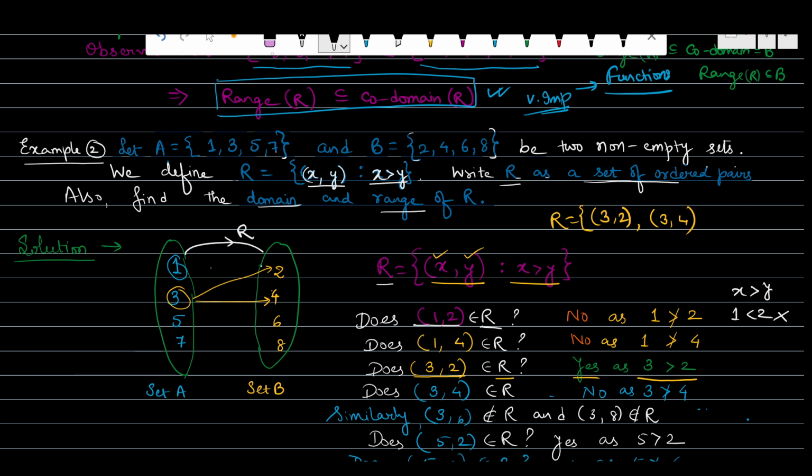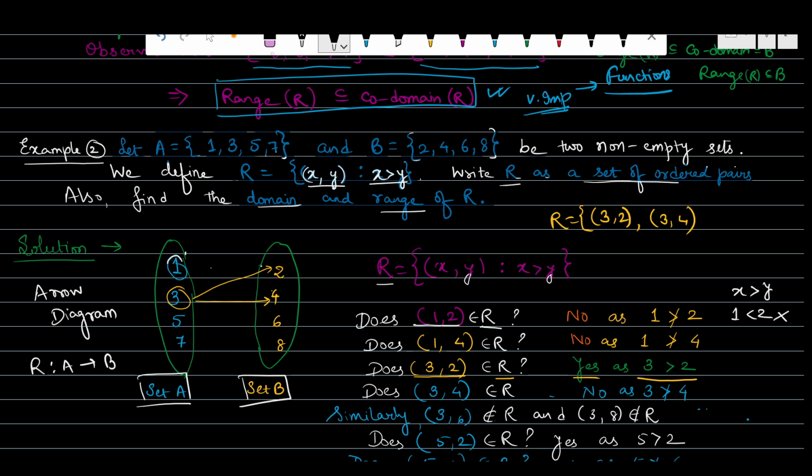R is basically the set of all ordered pairs of the form (x, y) where the first component must be greater than the second component. We start from 1. This is your arrow diagram. This is your set A, this is your set B, and R is a relation from set A to set B. Now check for 1. We take the first pair (1, 2). Does (1, 2) belong to R? Obviously no. Why? As 1 is less than 2, so this condition fails. The greater than condition fails, so we discard this.